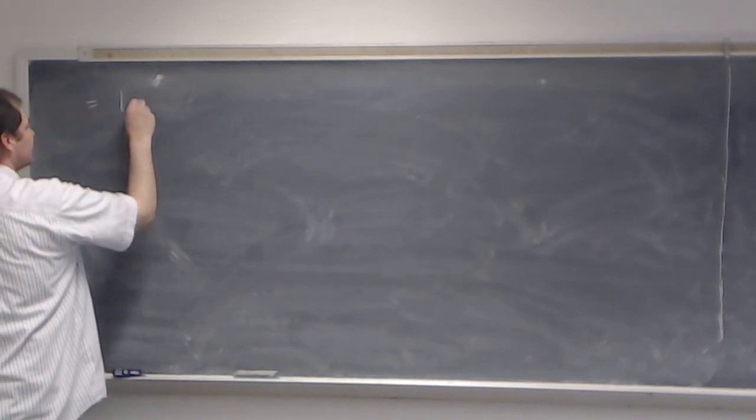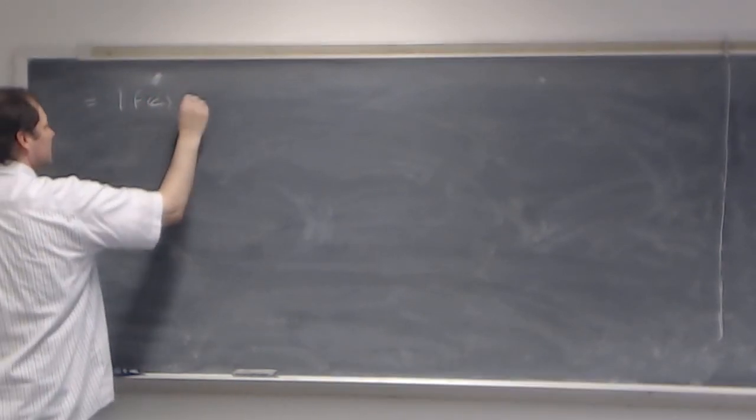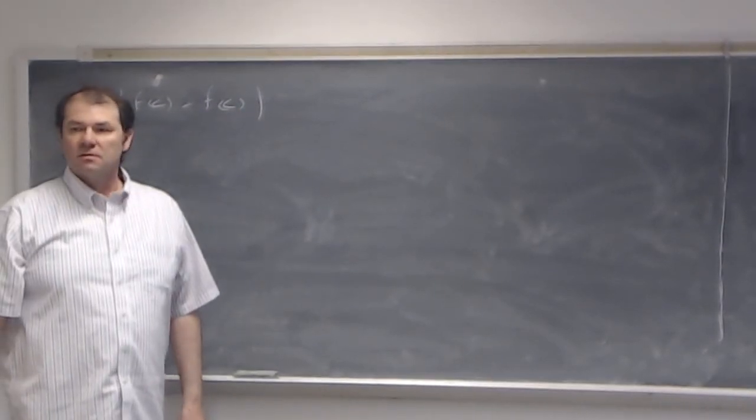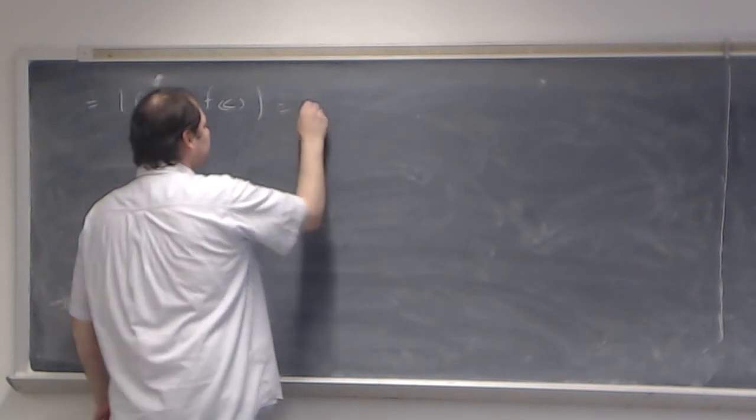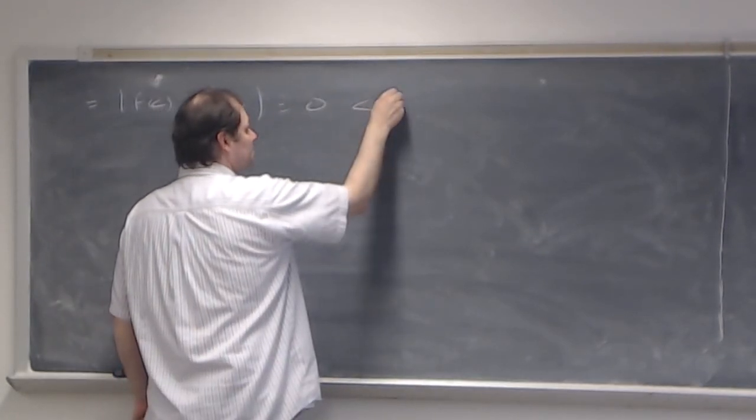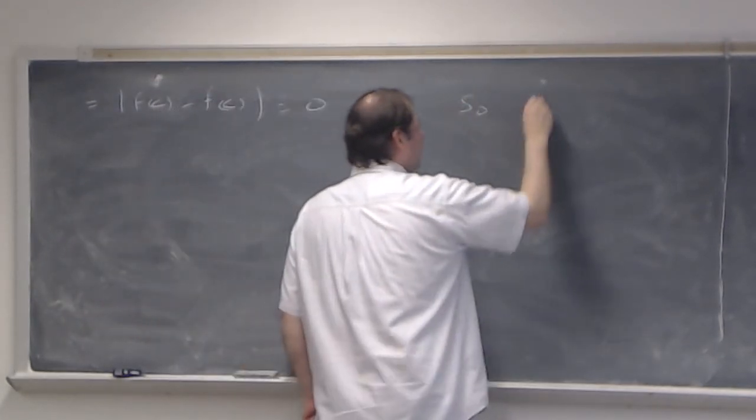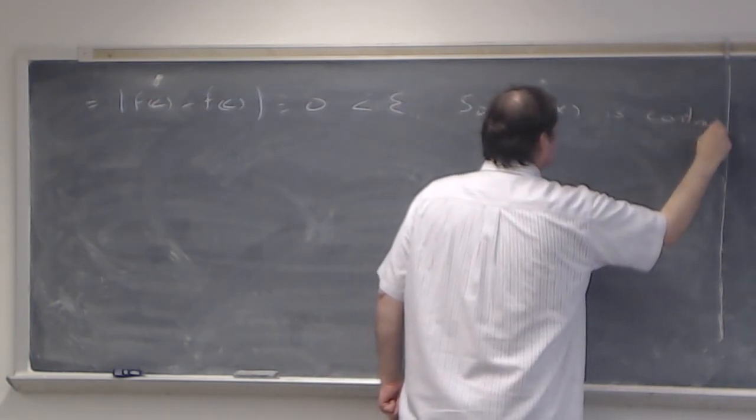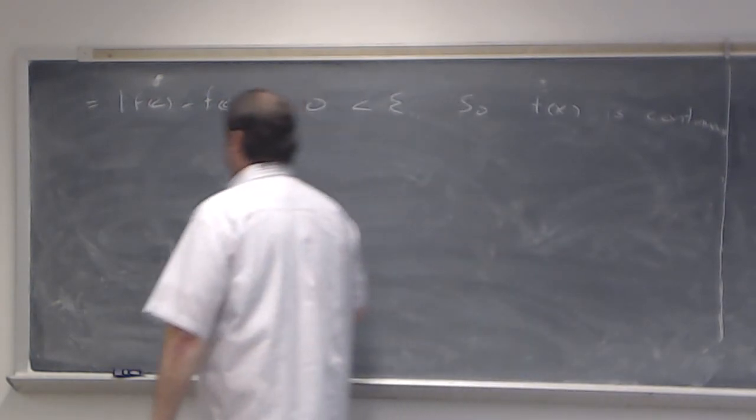So this f of x minus f of c is really just f of c minus f of c. Wait a minute, what's f of c minus f of c? 0. Well, that's equal to 0, which is definitely less than epsilon. So f of x is continuous at c.